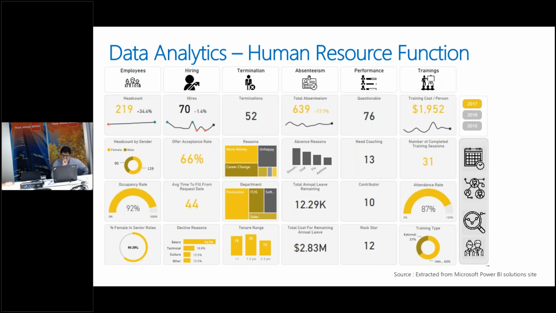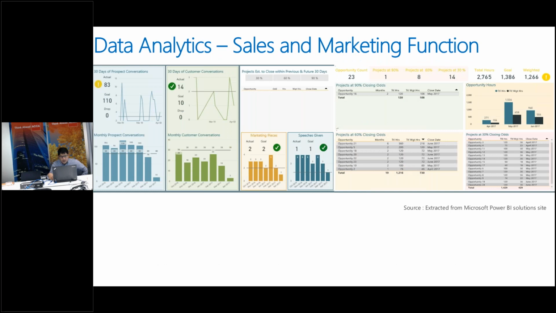The HR manager and the company CEO maybe can sit with the production department head and see why the terminations are higher. Things like that we can cater to using these data analytics. Again, in the sales and marketing function, you can see overall how many prospects are converting into a real customer.